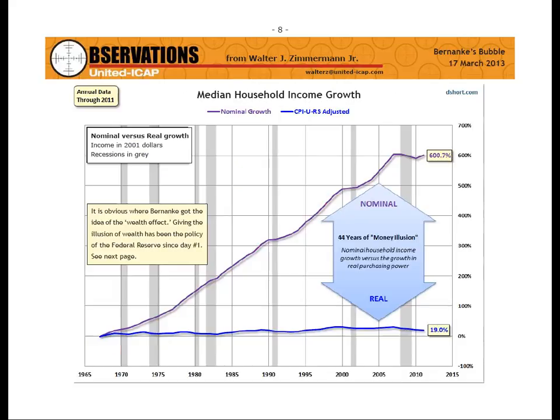And here's another way of looking at real versus nominal, going back to 1967. Not adjusted for inflation, it looks like we should all be gazillionaires. Adjusted for inflation, well, there's been no increase in real household income for many decades now.